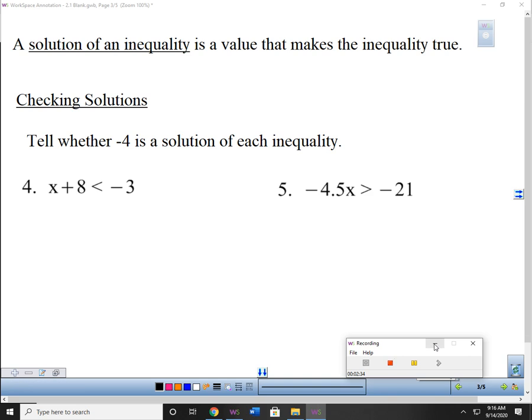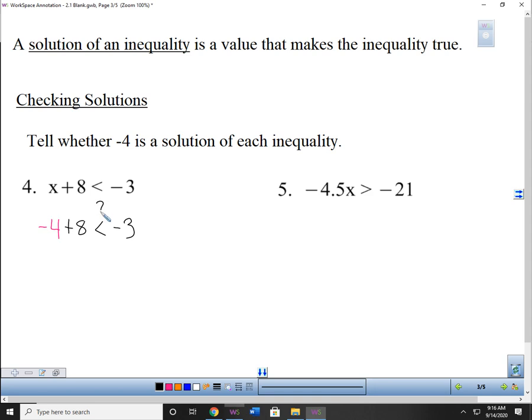All right, a solution of an inequality is a value that makes that inequality true. So let's say we got a solution of negative 4. Let's see if that is actually a solution of this inequality. Does that make the inequality true? So what you do is you plug in, all right? So in place of x, I'm plugging in negative 4 plus 8 is less than negative 3. I'm trying to see if this is true, so I'm going to put a question mark above the less than, okay? So then I just work it out.